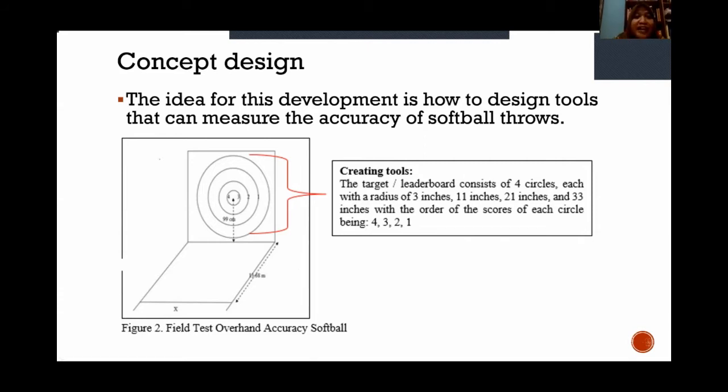Okay, this is my idea. Concept design: the idea for this development is how to design tools that can measure the accuracy of softball throw. Creating tools, the target leaderboard consists of 4 circles, each with a radius of 3 inches, 11 inches, 21 inches, and 30 inches, with the score of each circle being 4, 3, 2, and 1.